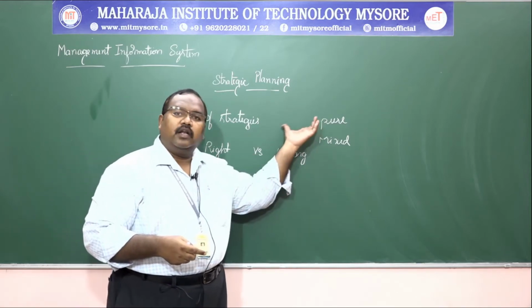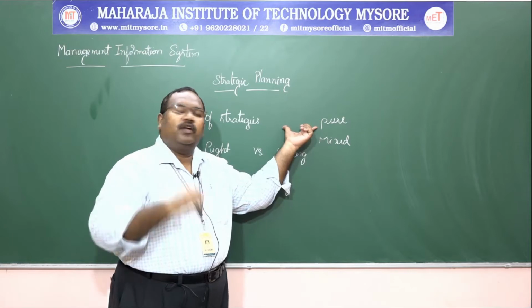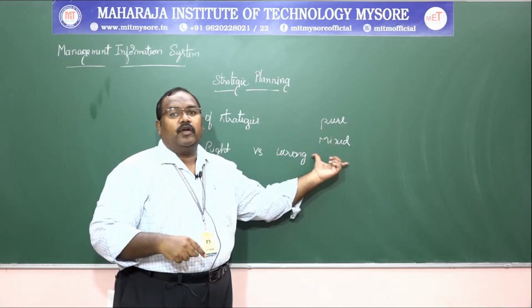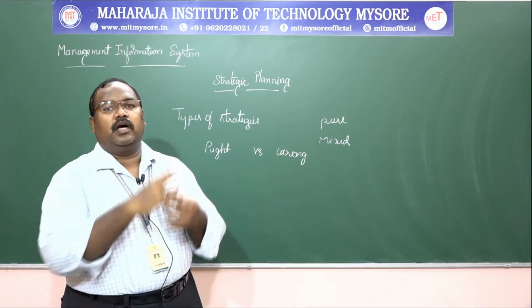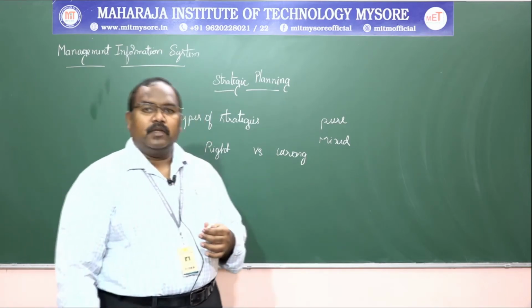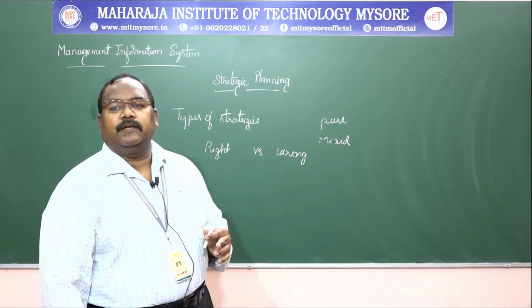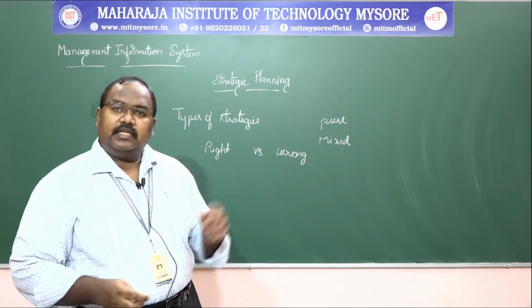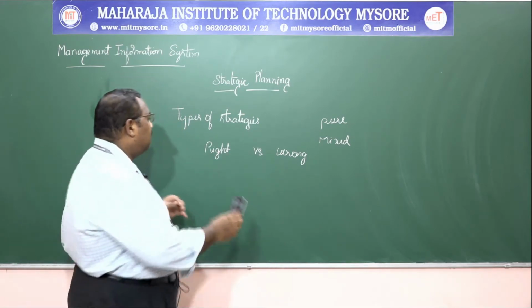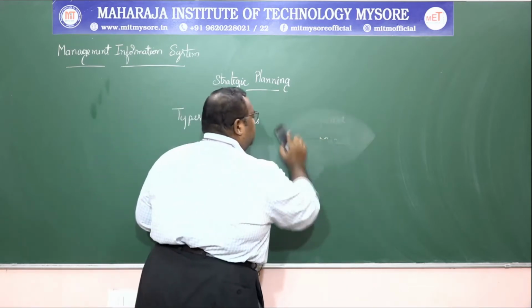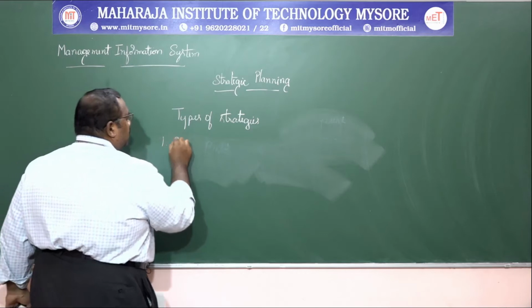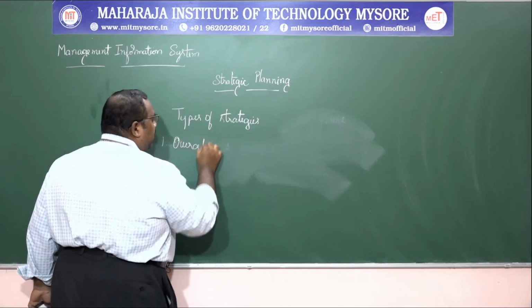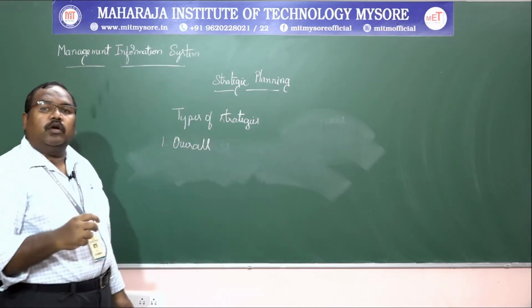When we concentrate on one aspect of attack, we call it a pure strategy. When we concentrate on overall aspects of an organization in upholding the objectives, then we call it a mixed kind of strategy. Next, strategy types can also be classified with respect to a few points. The first point is overall strategy. Overall, what is strategy?